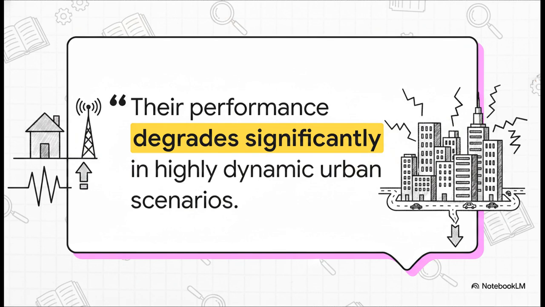Quote, traditional signal processing approaches achieve good multipath suppression in static environments. However, their performance degrades significantly in highly dynamic urban scenarios. End quote. Now that right there, that is professional literature review language. It's evaluating the engineering trade-offs. It acknowledges a real strength, the good suppression in static environments, but then it immediately pivots to a critical limitation. That is exactly the kind of analytical tone you want to strike.